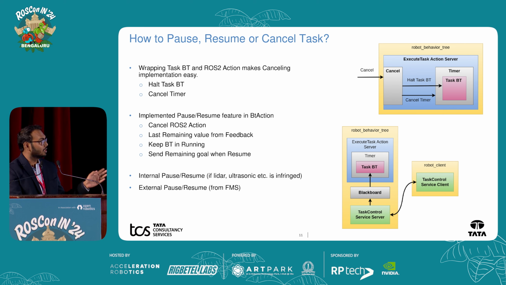So in this case, this behavior tree action will cancel the ROS 2 action and store the remaining feedback. So already the robot has covered 3 waypoints. It will store the last 2 waypoints, and then the BT node will be kept on running. But when we get the resume call, then it will send the remaining 2 waypoints to the robot.